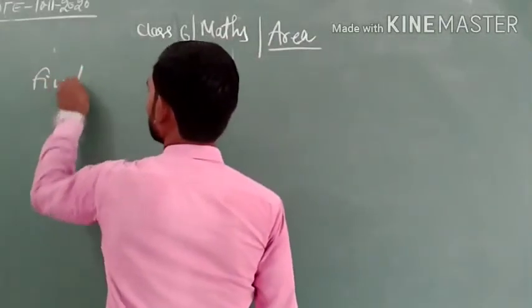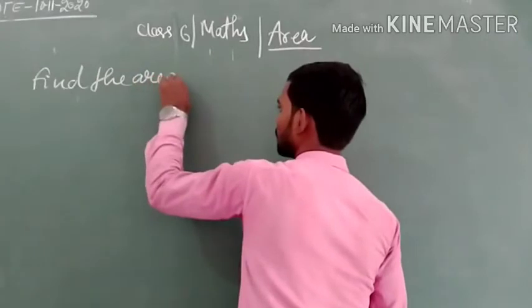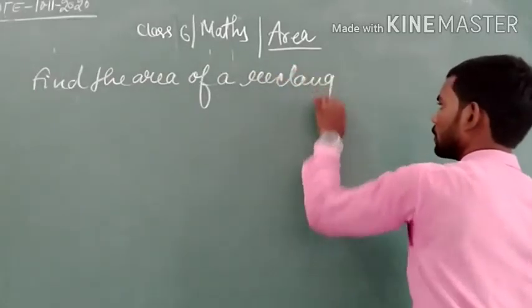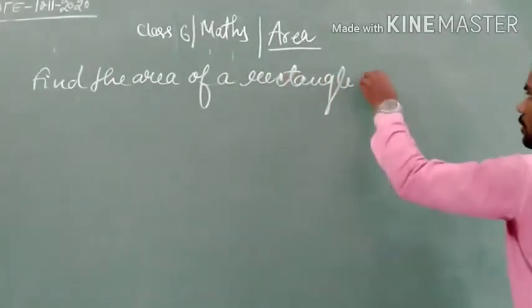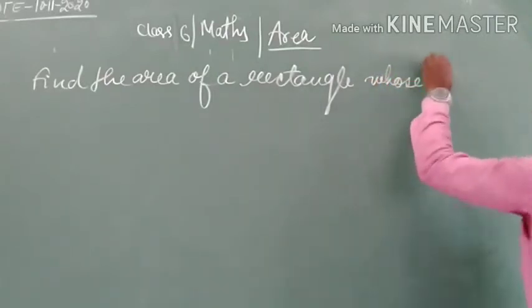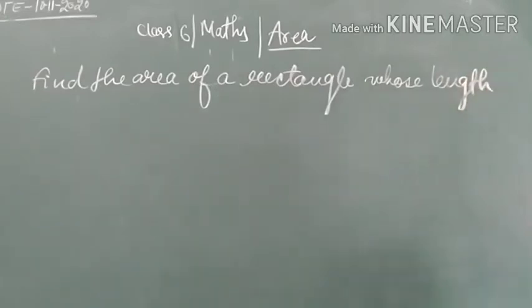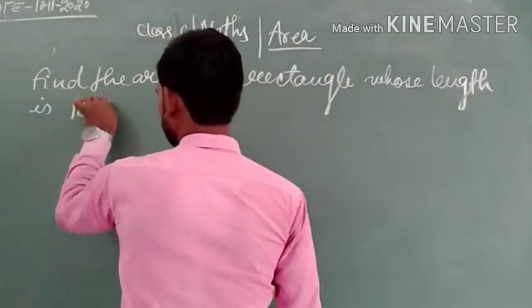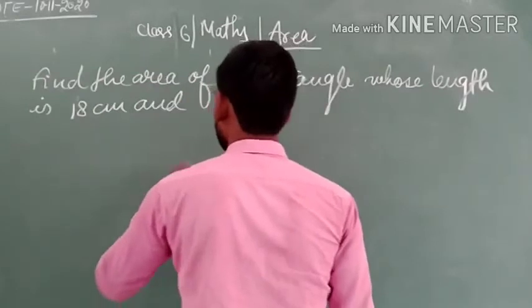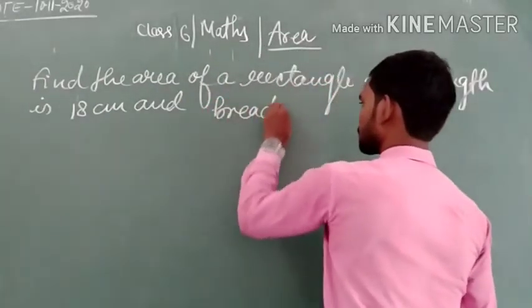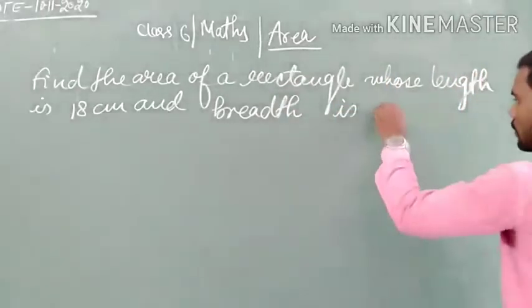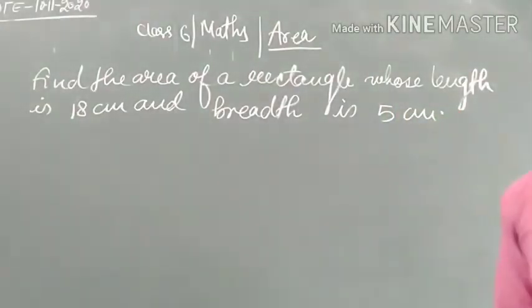Find the area of a rectangle whose length is 18 centimeter and width is 5 centimeter. This is the given question, and now let us see its solution.